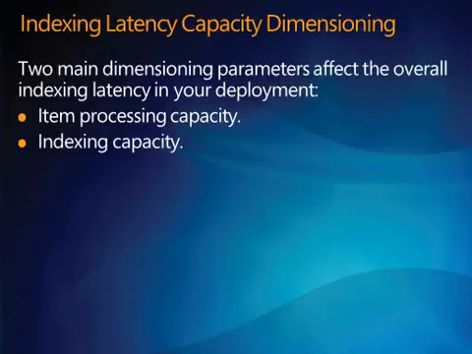The two main dimensioning parameters that affect the overall indexing latency in your deployment are item processing capacity and indexing capacity. Item processing capacity: the main item processing overhead is related to parsing of document formats and extracting searchable content and metadata. If your content consists of complex documents, such as large PDF or Word documents, the item processing may become a bottleneck in your installation. As indicated in the recommended topology section, you should deploy the item processing component to all servers in your deployment when possible.